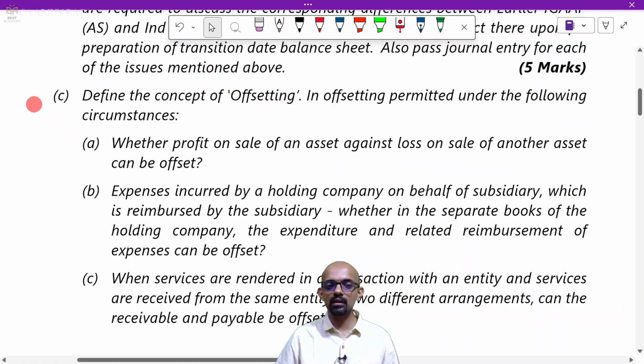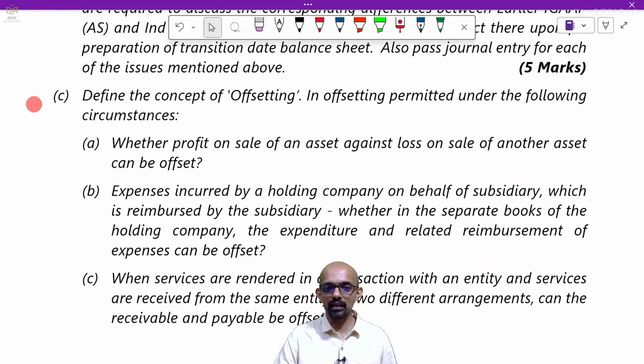Now let's do the question 5C, which was asked in the November 2024 CA final exam. So here they have asked us to define offsetting and also whether it's permitted in the following cases.